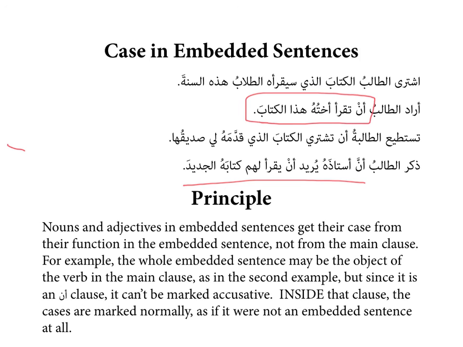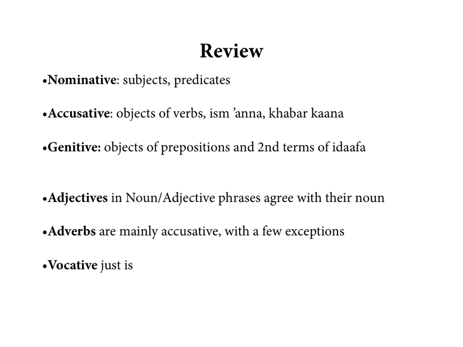So the principle then is that nouns and adjectives in embedded sentences get their case from their function in the embedded sentence and not from the main clause. So for a very quick review, the statements on this page are good to memorize and just to acquire, and they're not difficult. Nominative is used for subjects and for predicates. Accusative is used for objects of verbs, ism anna and khabar kana. And genitive is used for objects of prepositions and second term of idafa. That should cover pretty much all the nouns that you're going to encounter in sentences.